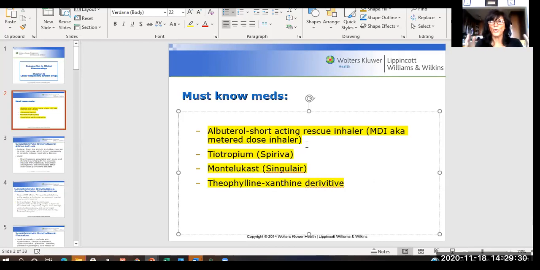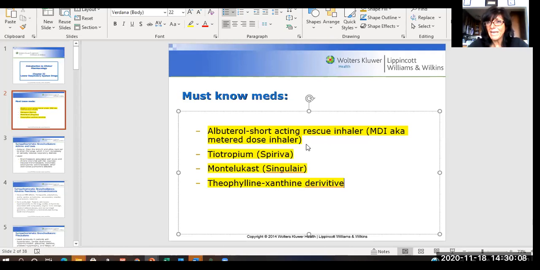Albuterol is the rescue inhaler, okay? Short-acting rescue inhaler, also known as an MDI, which means metered dose inhaler, lovingly called a puffer by most of these patients. I got to use my puffer, right? Albuterol is the one that is used like if you're having an asthma attack, because it acts quickly and it will open up the bronchioles and bring relief, make it a little easier to breathe. Okay, great for people with asthma, COPD, lots of different reasons.